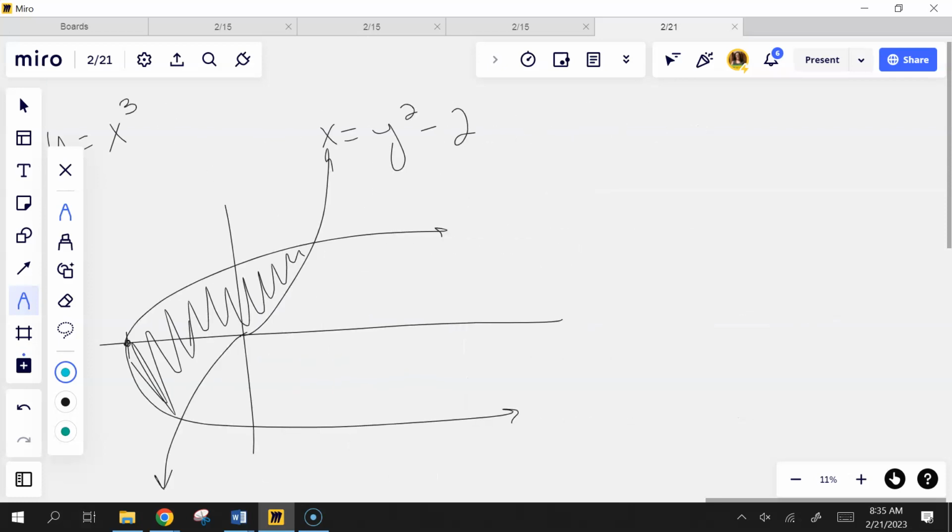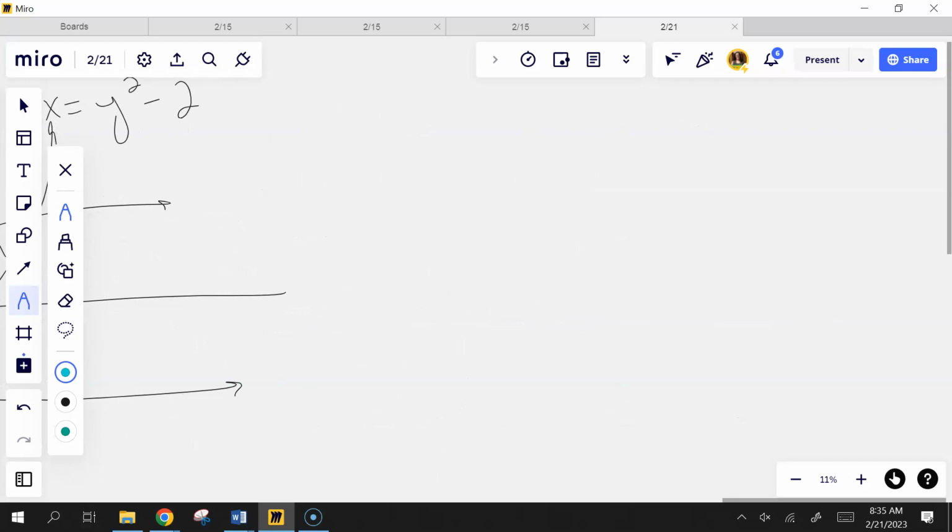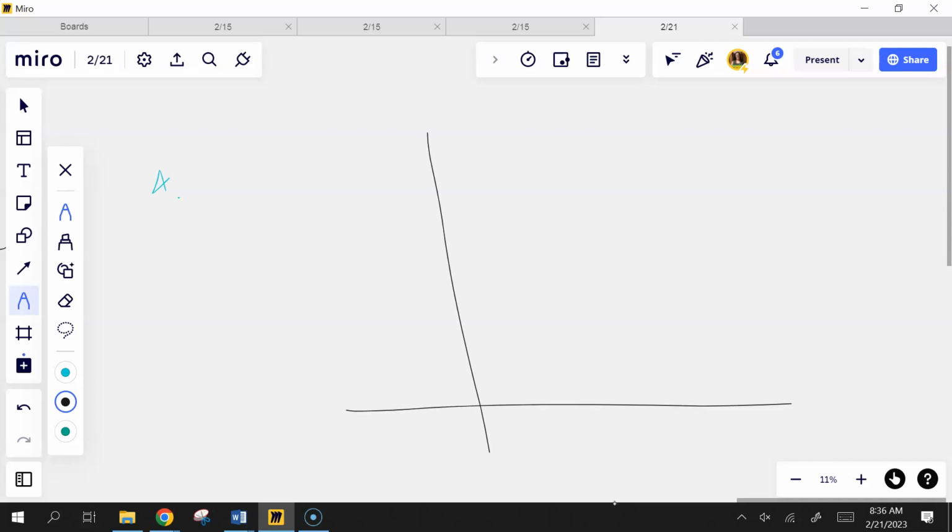Let's do a little bit different example. I can't remember which numbers I had asked y'all to do. This crosses at 0, 0, even though it doesn't look like it.